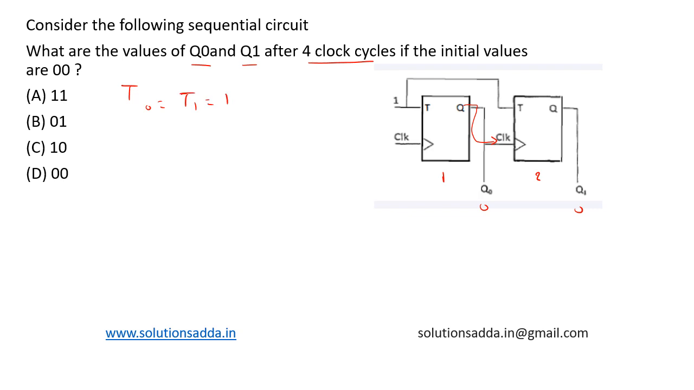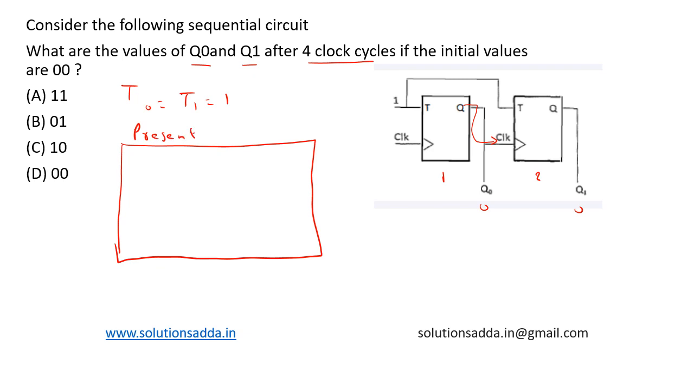Now let's draw the table. We have present and next state. So the present states are Q0 and Q1, and the next states will be Q0n and Q1n. Initially we have 0, 0.